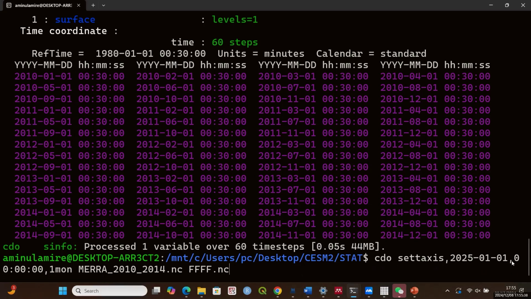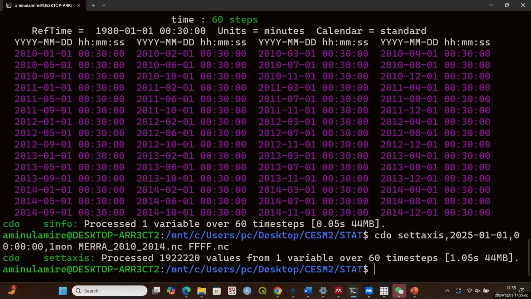We will see. Maybe there is no comma. We will see if it works. Okay, so it has processed the values. Can you try yours if it is working?